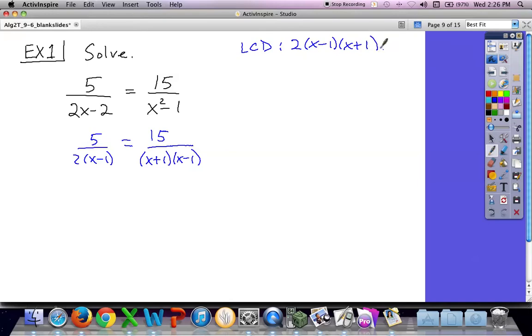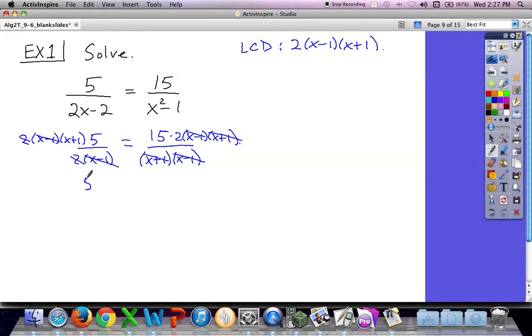So what do I do with that LCD? Multiply both sides, right? 2 times x minus 1 times x plus 1 times 2 times x minus 1 times x plus 1. Then what? Cancel denominators, right? 2 cancels a 2, x minus 1 cancels x minus 1. X plus 1 and x minus 1 both cancel. So what is left?